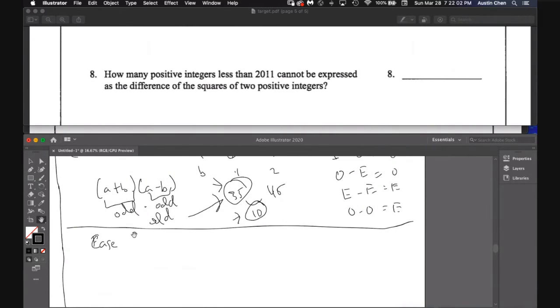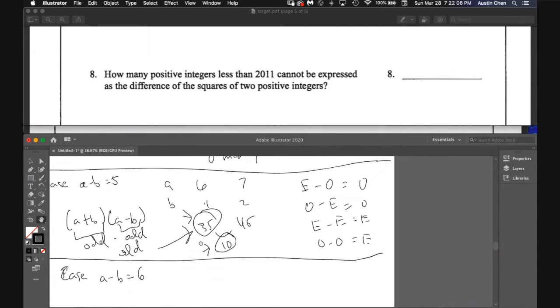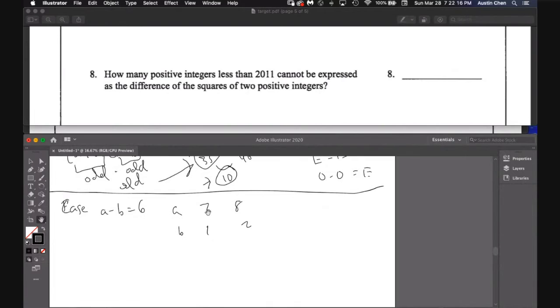So let's look at our next even case and see if we can find any information about it. So the case where our difference a minus b is equal to 6. Let's just list out the first few terms. A is 7, b is 1, a is 8, b is 2. Our sum here is going to be 8, so then our product is going to be 8 times 6, or 48. The difference between our 2 terms is going to be 2 times our difference, which is 6, so this difference is going to be 12. So then this number is going to be 60. We're always going to be adding by 12.